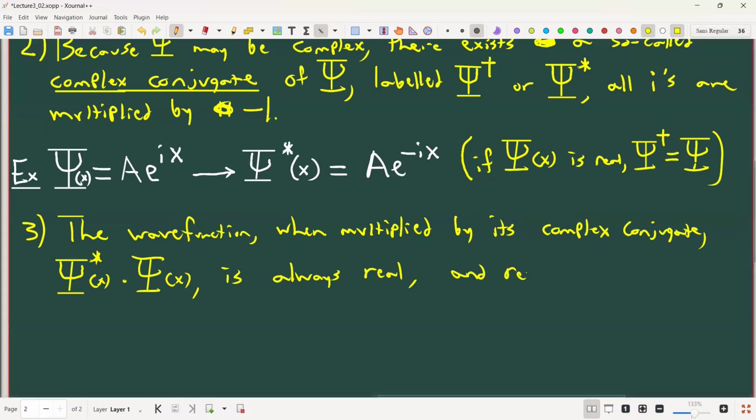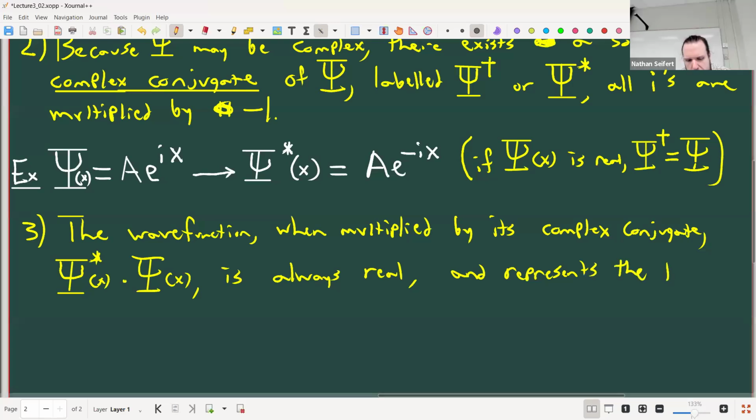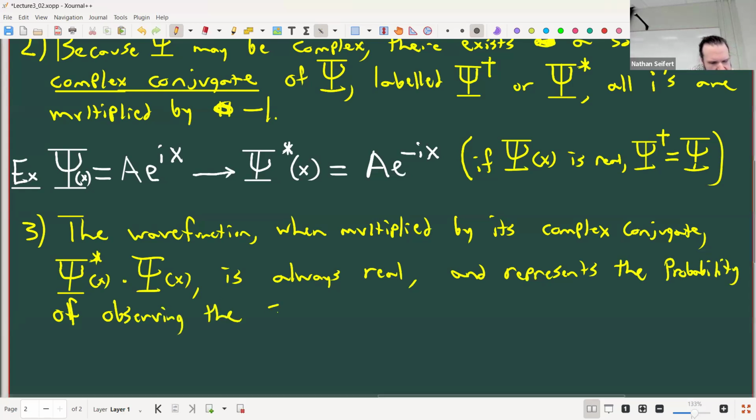And it represents the probability of observing the system, or the particle, we'll just say the system, it could be an electron or whatever, at position x.